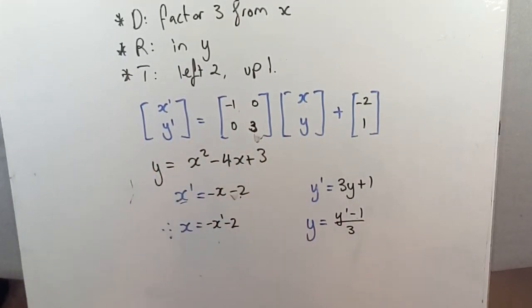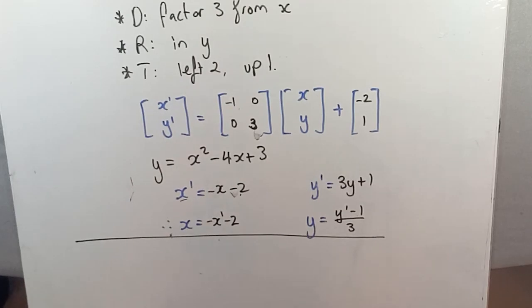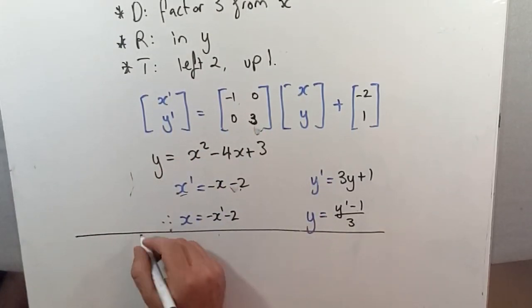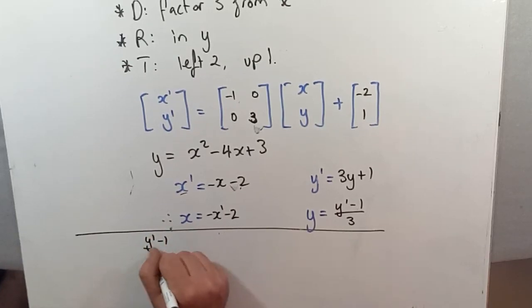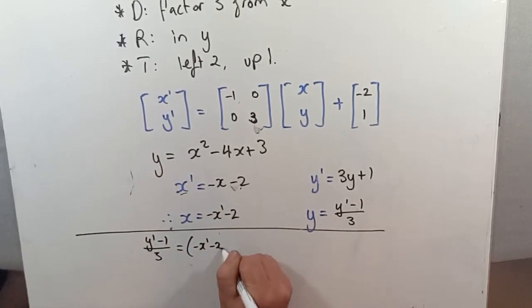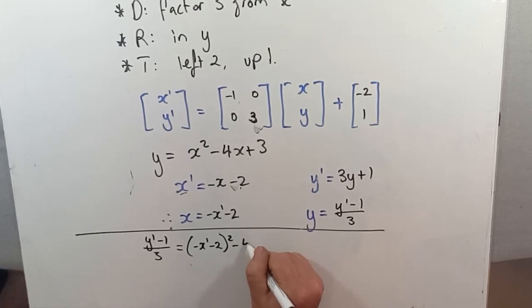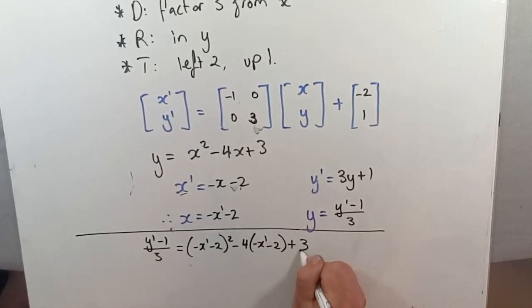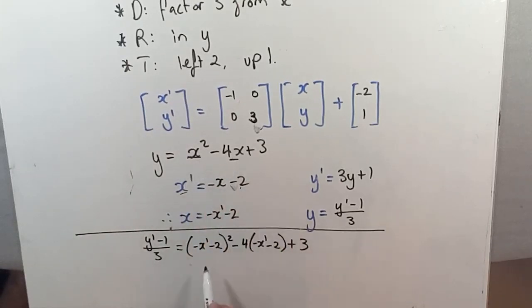I can then sub in to my equation to find the image of this. So my y becomes y image minus 1 over 3 equals negative x image minus 2 squared minus 4 times negative x image minus 2, plus 3. So for every x in this equation, I substituted in this. So let's find out what that is. If I expand that out, what do I get?